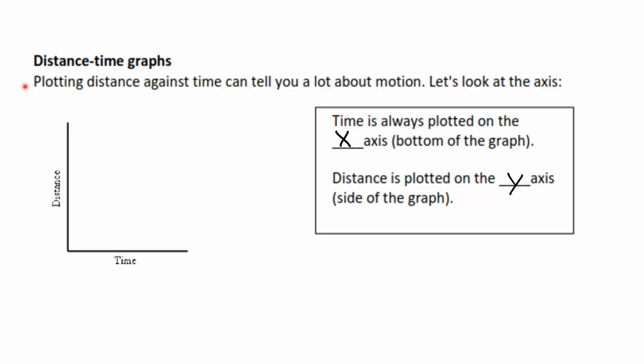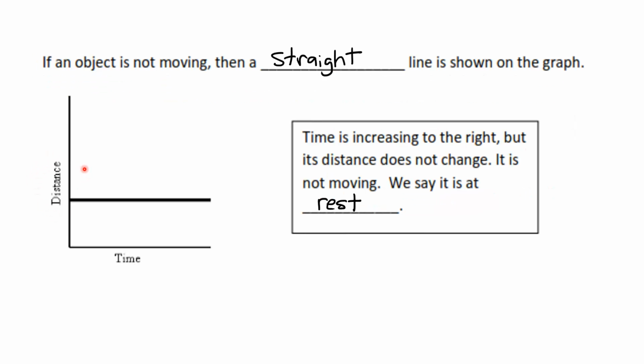Plotting distance against time can tell you a lot about motion. So let's take a look at the axes. Time is always plotted on the x-axis. The x-axis is the horizontal axis, and distance is plotted on the y-axis, or the vertical axis.